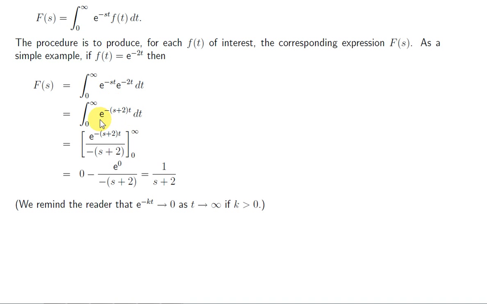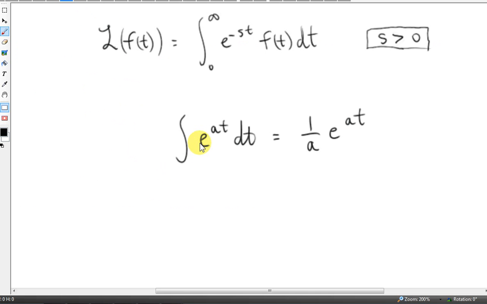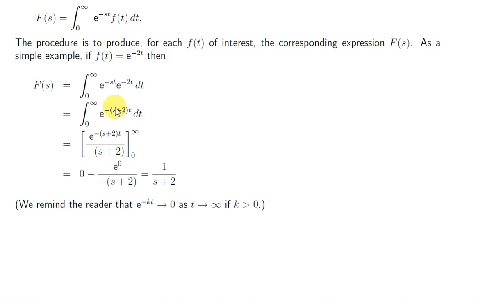When we integrate e to the power of a constant times t, we get 1 over the constant times e to the power of the constant times t. So in general, we have a function of the form e to the power of at, and here is its integral, where a is some constant. That's the situation in this example. The constant is actually minus bracket s plus 2. So we divide by minus bracket s plus 2, and our limits are from 0 to plus infinity.